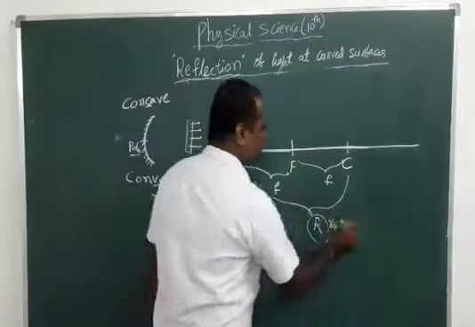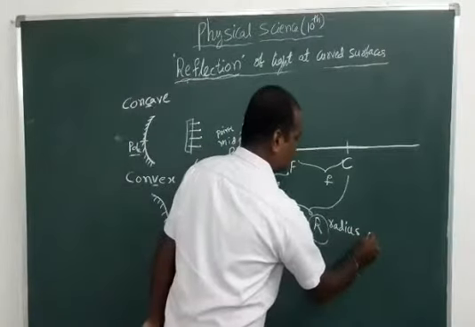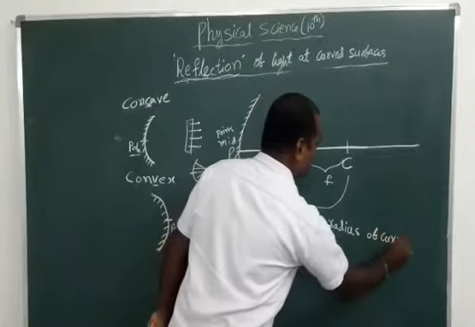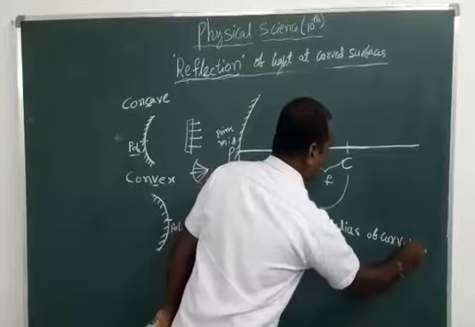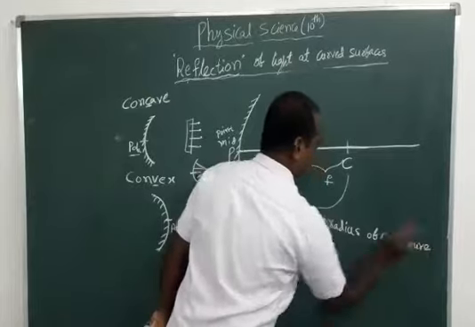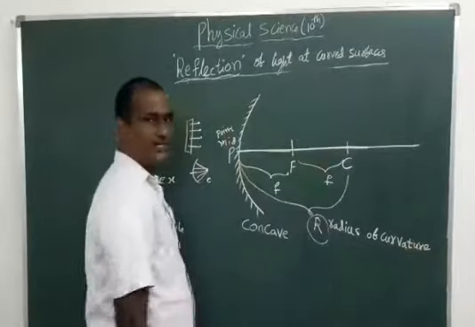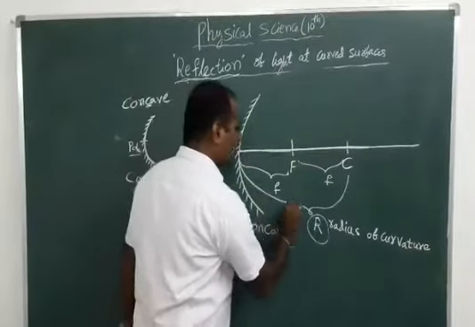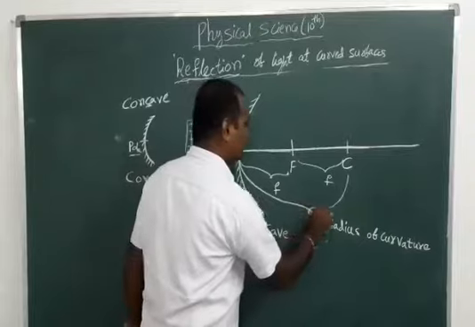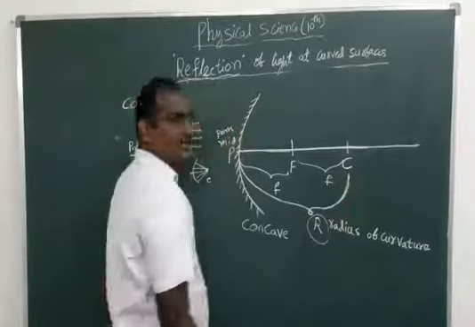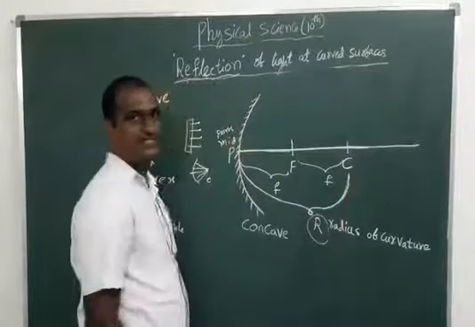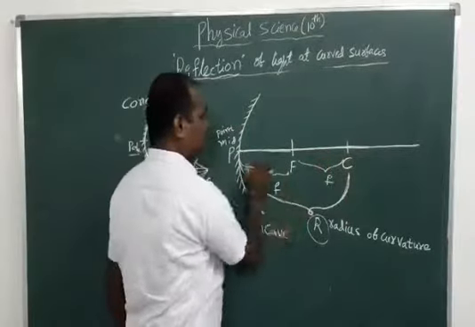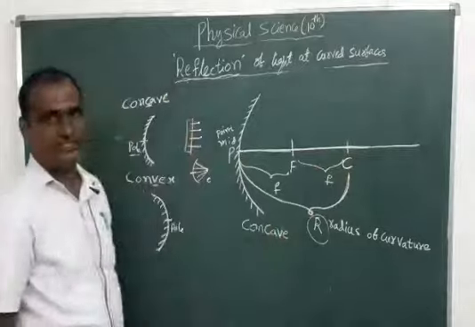Next, by using these two, we can find another point. What is that? Radius of curvature of the mirror. What is the radius of curvature of the mirror? It means the length between the pole and the center of curvature. By using a scale we can measure the length. This length gives us the radius of curvature of the mirror.